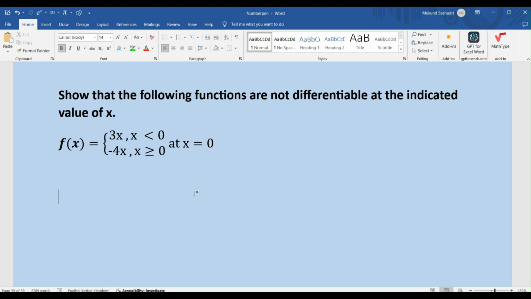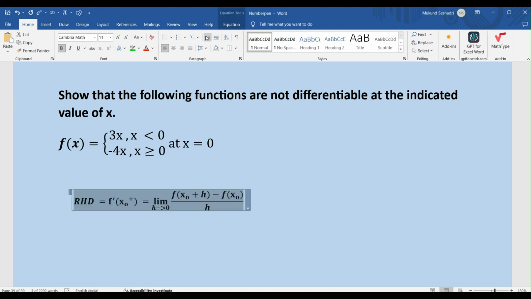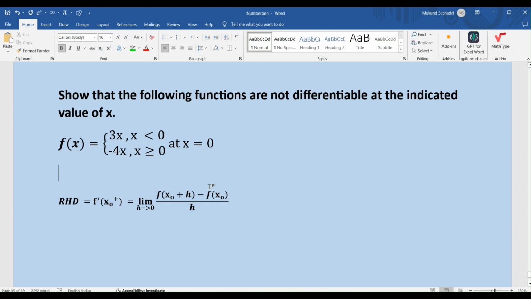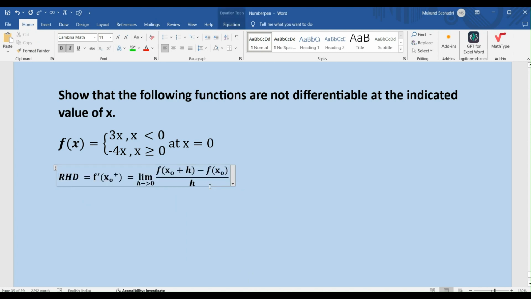the differentiability, right? Which means we will have to see what our left hand derivative and our right hand derivative are. So, let's do that first. There we have our right hand derivative written for you on the screen. My right hand derivative, which I call RHD, equals f dashed of x naught plus, equals limit h tending to 0 of f of x naught plus h minus f of x naught, divided by h, right?